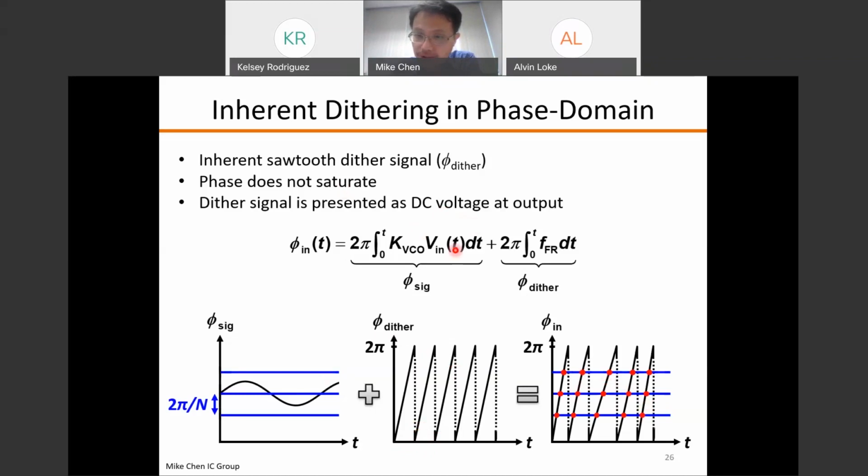So even though your signal can be a DC signal or a small signal, you could still get the non-uniform sample. That's very nice, because you don't need to worry so much about adding additional dither, which is what you need to do in the voltage domain level crossing.